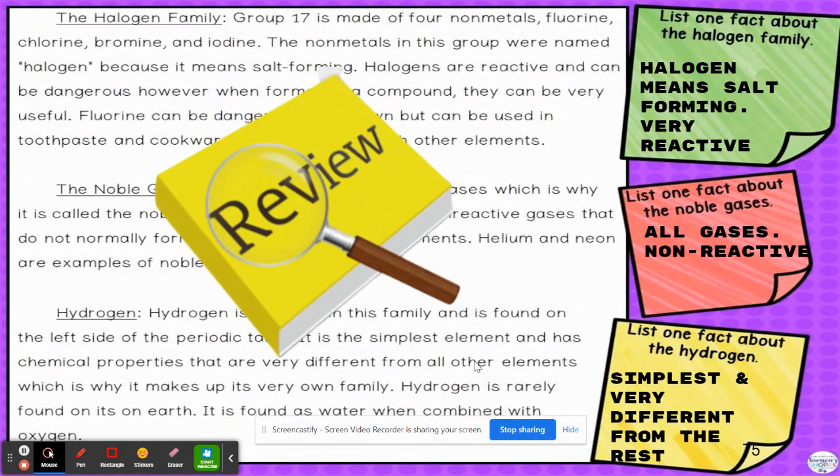Halogen means salt forming. They're very reactive. Noble gases are all gases, and they're generally non-reactive. And hydrogen, I said it's the simplest, and it's very different from the rest of the elements on the left side of the periodic table.